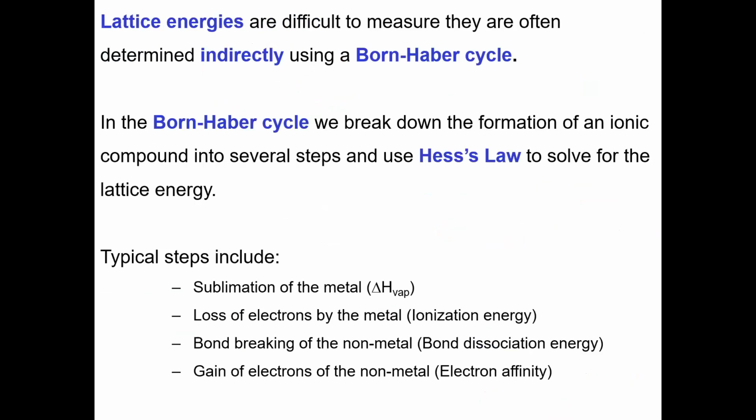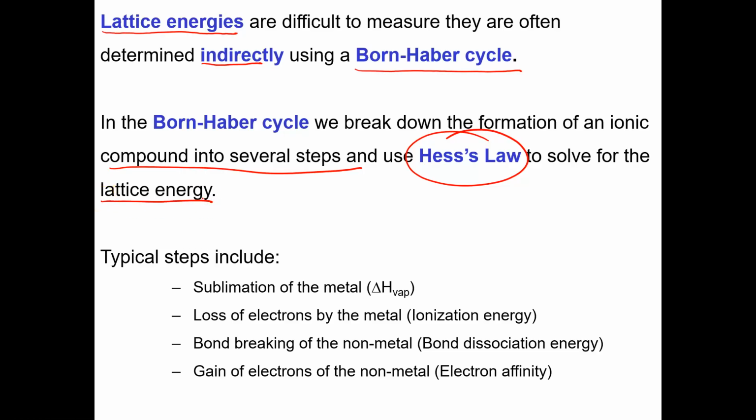Now, there's a slight difficulty. Lattice energies are very difficult to determine experimentally directly, so they're normally determined indirectly using this thing called a Born-Haber cycle. In a Born-Haber cycle, you break the formation of the ionic compound down into several steps, and the energies for those individual steps are easier to measure than the lattice energy. Then you add them together and use Hess's law to give you the lattice energy.